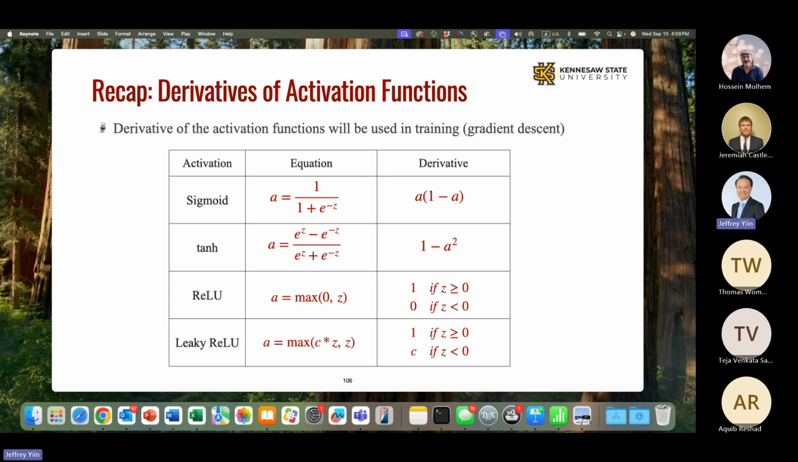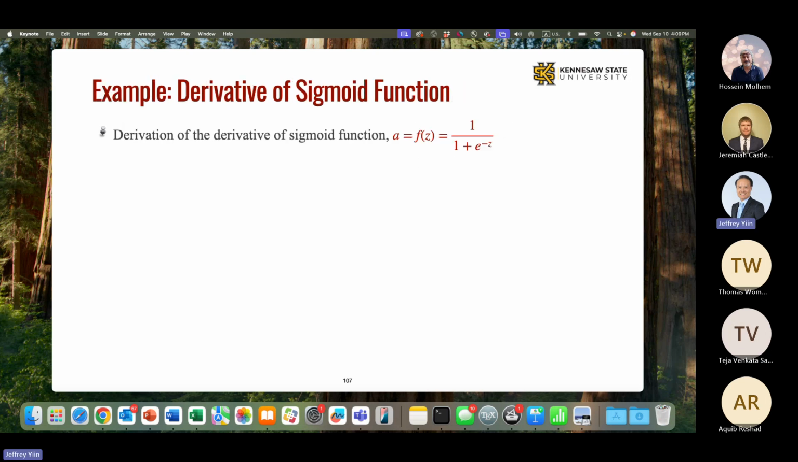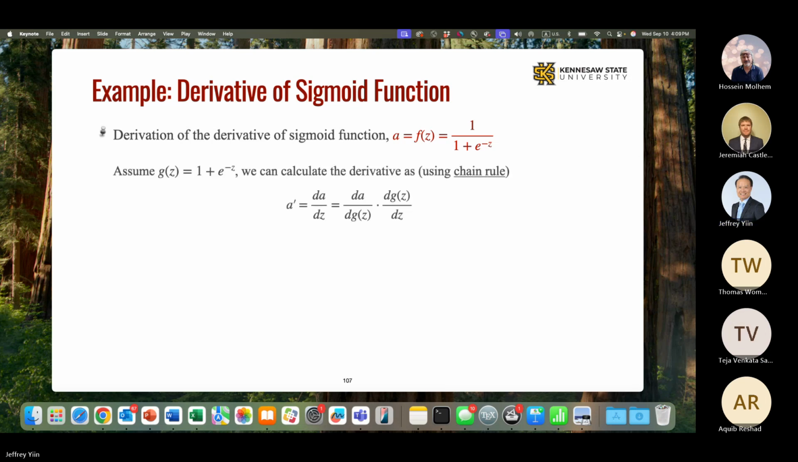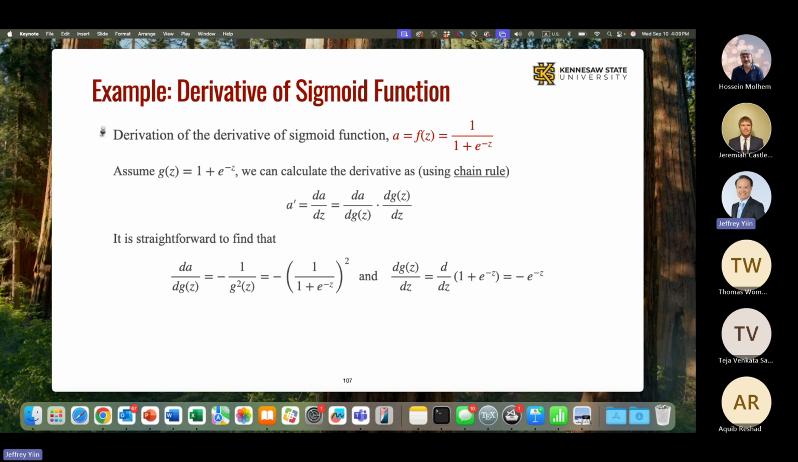You can do the rest. I'm just giving you one example. I'm going to skip this one. It's again just applying very basic calculus. So do this in your own time as an exercise.